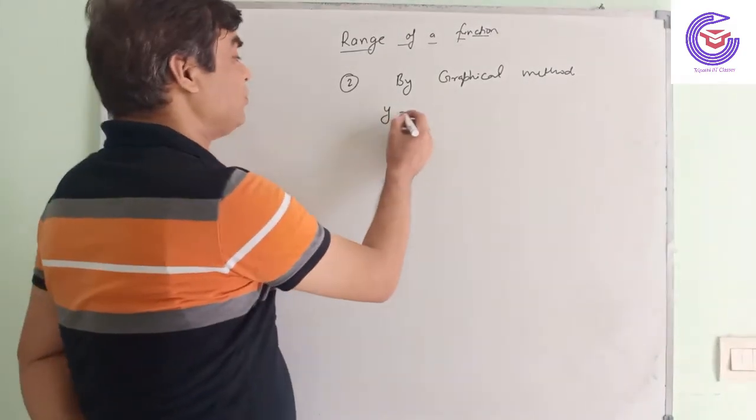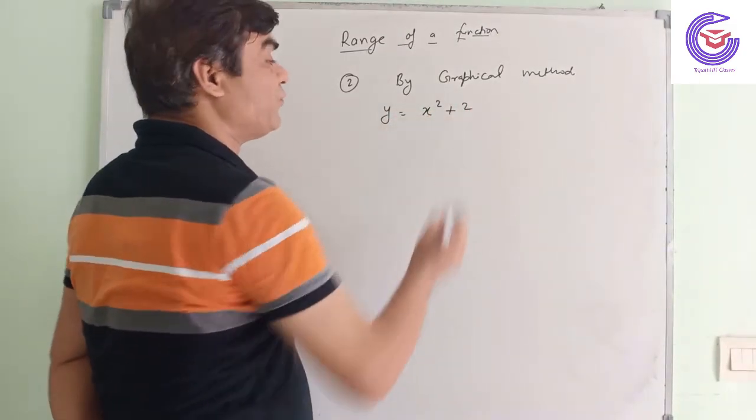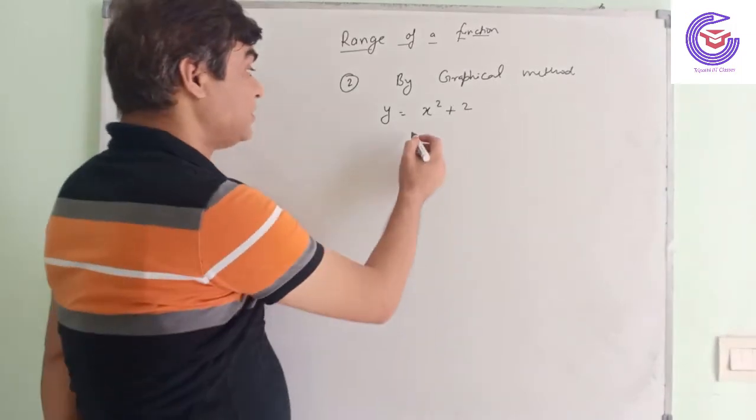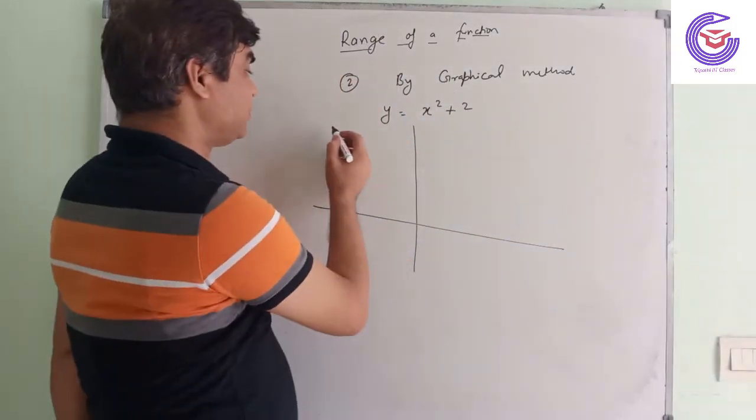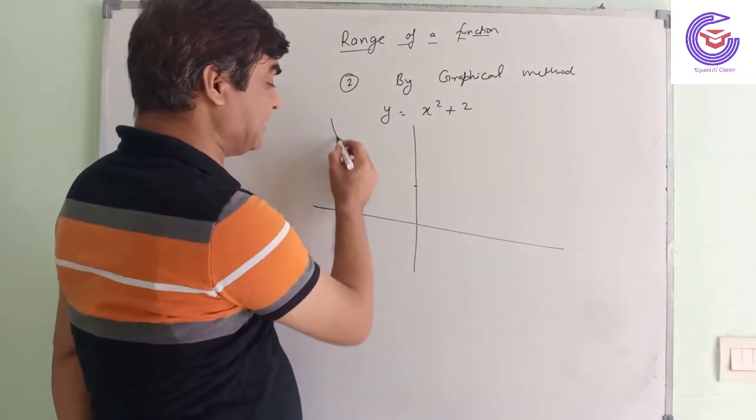Okay, let me take another example. y is equal to x square plus 2. Now you have to find the range of this function. Again, if you try to plot this, this function will come out something like that.